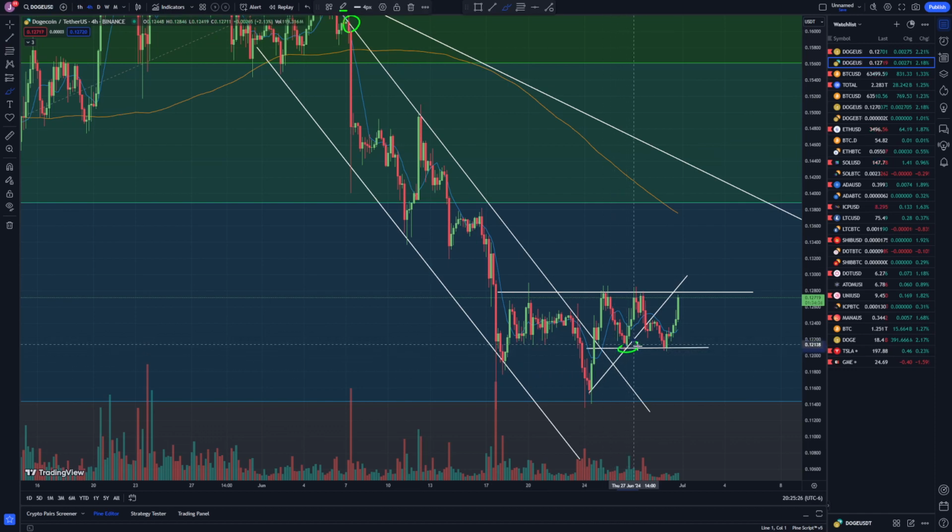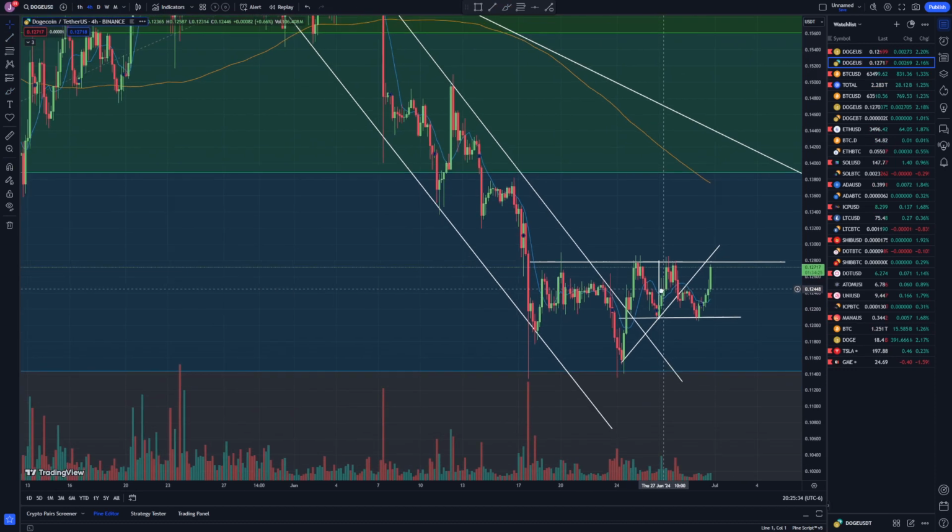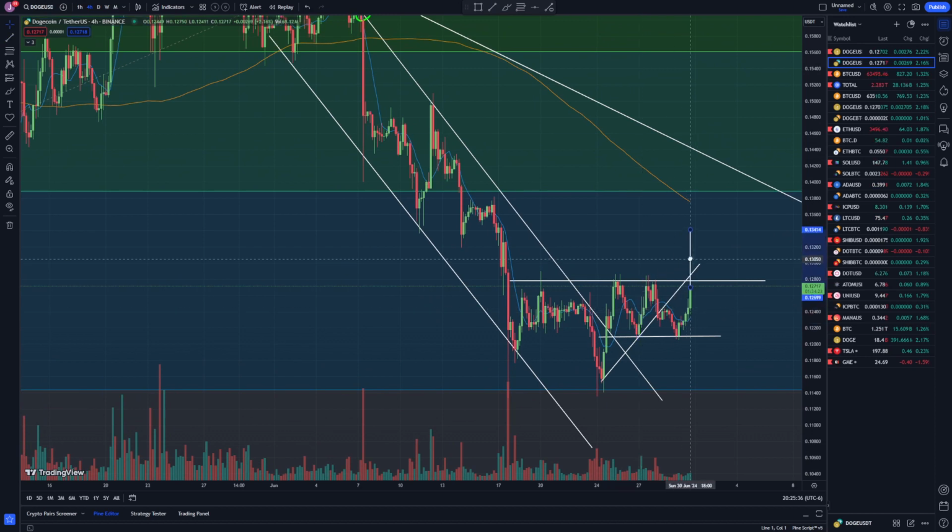You could also argue that we have this bottom right here. Let's say we have support, support. If we break this uptrend or break that resistance line, we can drag from the top to the bottom of that little channel right there, drag that to the breakout, and we'd be looking at a target of around .135.